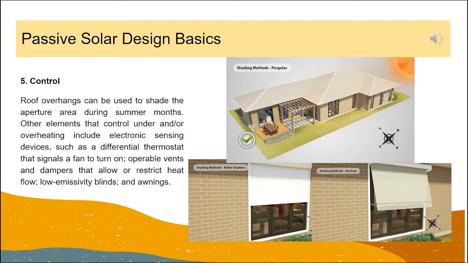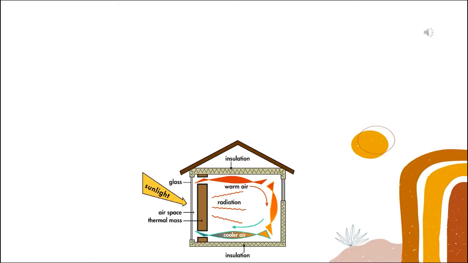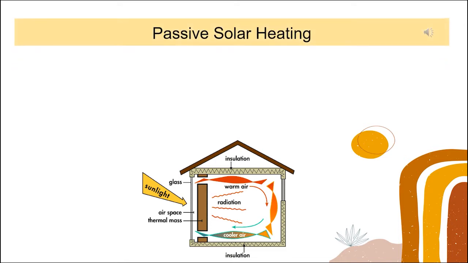Besides that, a manageable ventilation system, low emissivity blinds and awnings also can be used to control all these overheating problems. All these simple add-ons are actually really practical and efficient for cooling down the house. Passive solar design also can be used in 2 kinds of ways, either for passive solar heating or passive solar cooling. So the first one is passive solar heating.